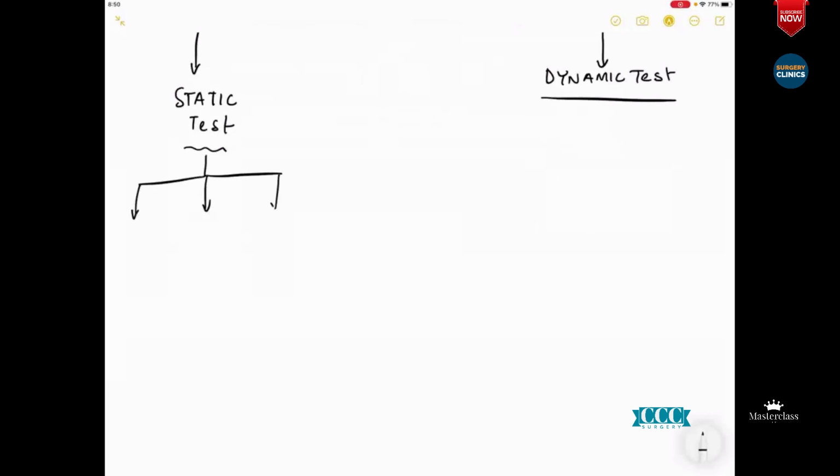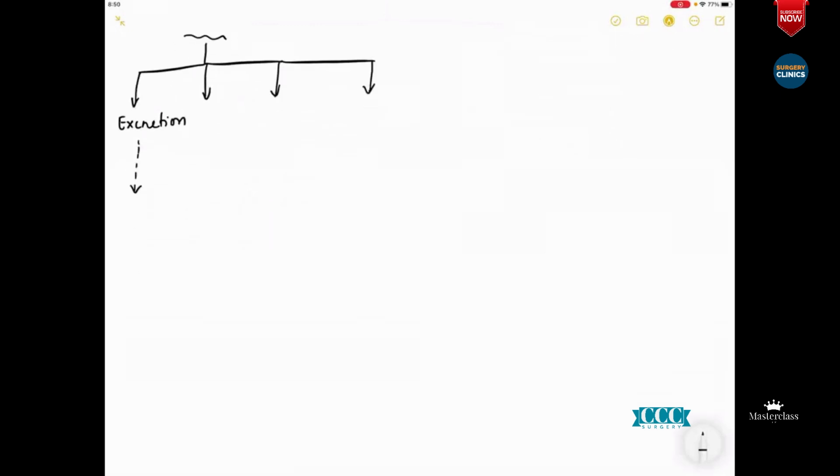When you talk about a static test, we divide, as Dr. Basu did, these topics into tests for excretion. Can you name any of the tests that predict an excretion ability of the liver? Bilirubin. Very good. Bilirubin.